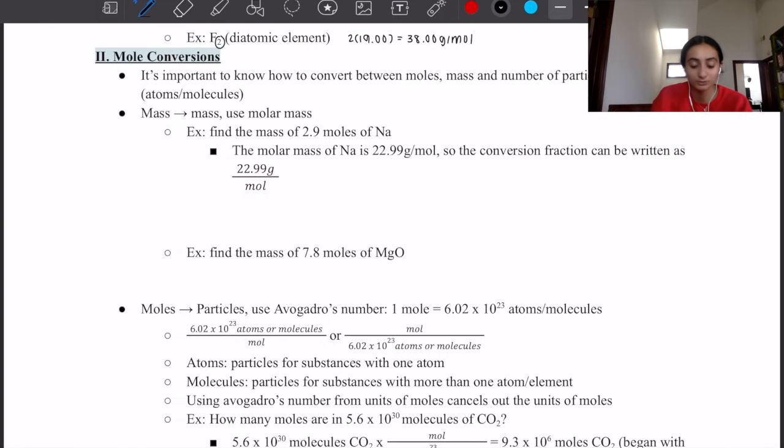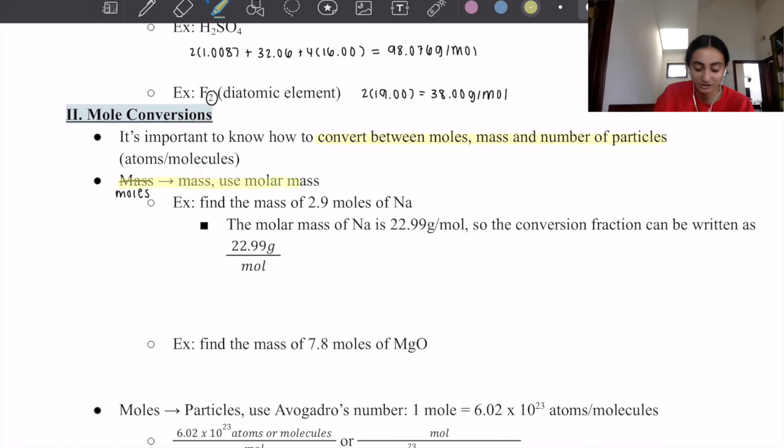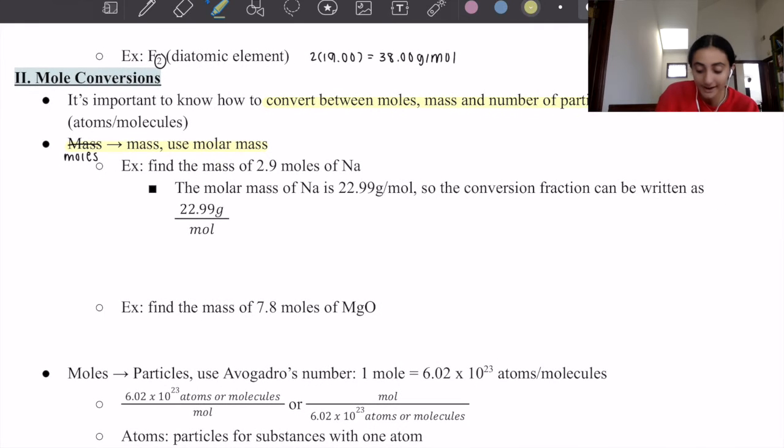And now I'm going to move on to mole conversions. So this kind of takes metric and non-metric conversions to a new level, converting between moles, mass, and number of particles. And number of particles can either be atoms or molecules. Okay, so I've divided this section up into 3 parts. We first have moles to mass, and you are going to use the molar mass to do that.